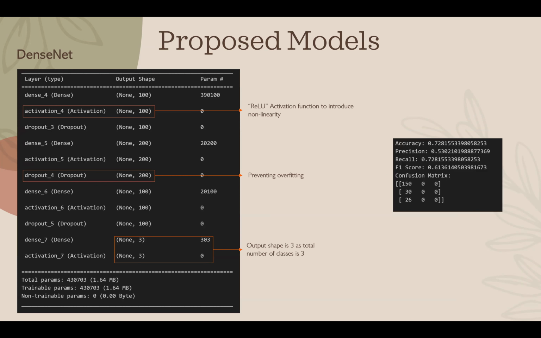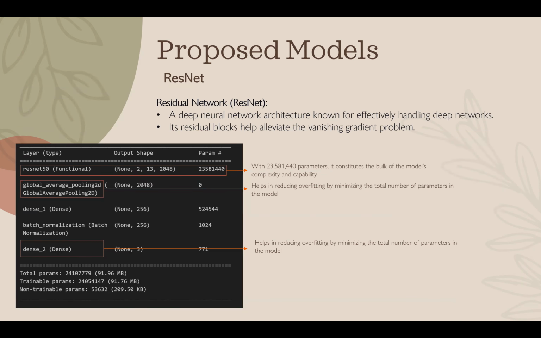This is the architecture of DenseNet. Here, DenseNet employs the ReLU activation function to introduce nonlinearity, while dropout is incorporated to prevent overfitting. The output shape is set to 3, reflecting the total number of classes in the classification task. Coming to ResNet, a deep neural network architecture known for effectively handling deep networks. Residual blocks help to solve the vanishing gradient problem.